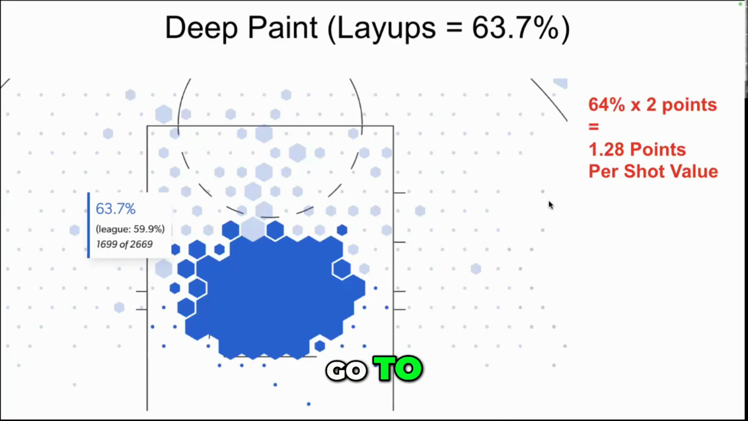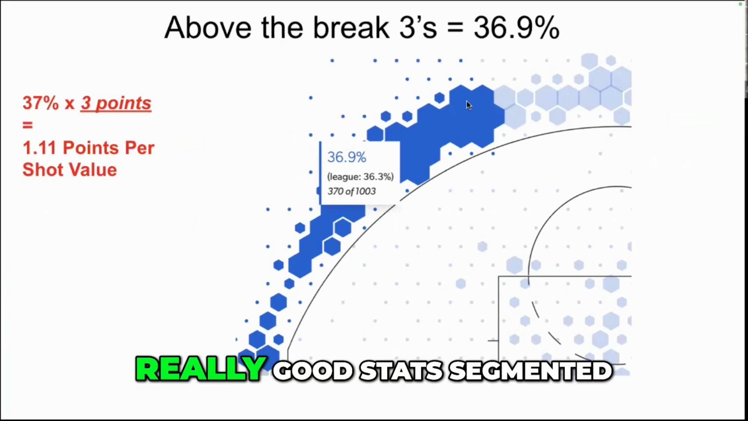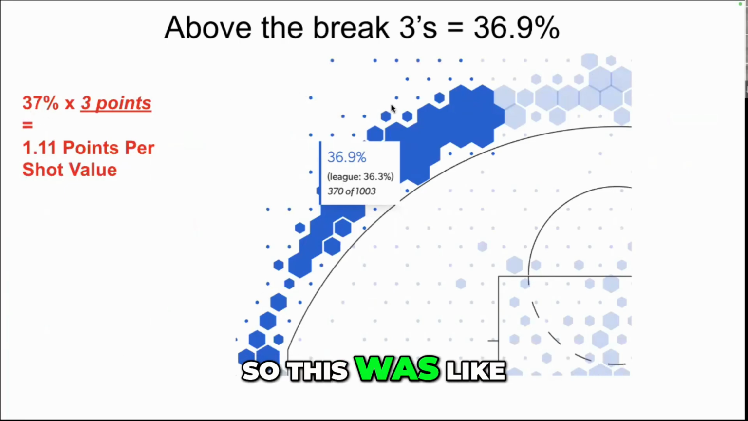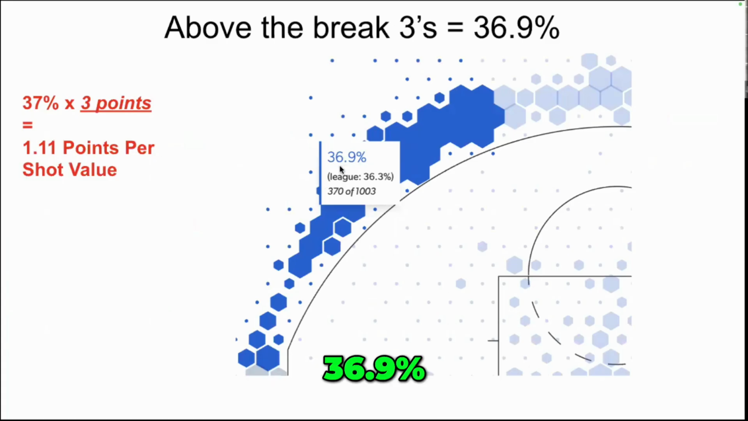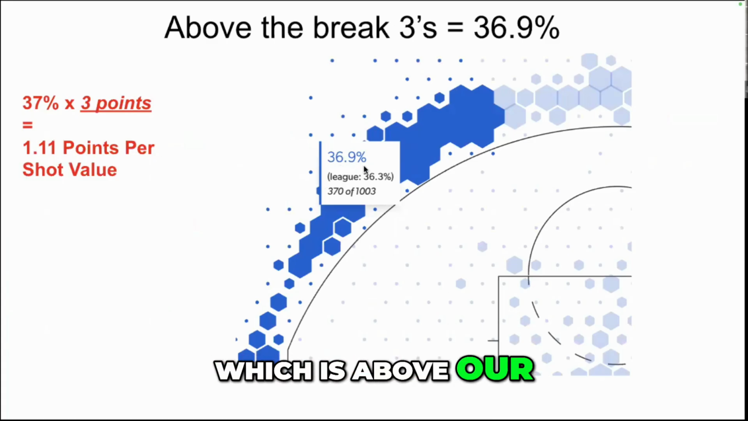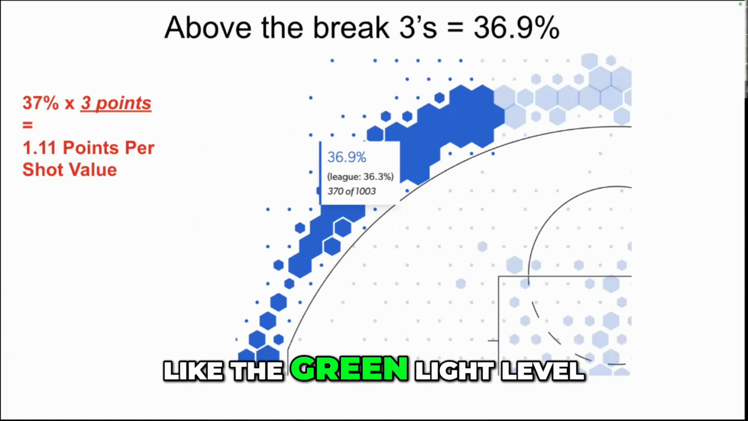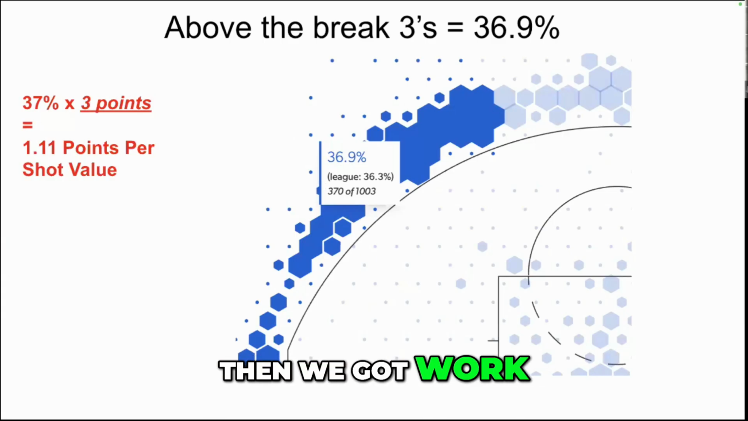And then if we go to our three pointers above the break. So the NBA has really good stats segmented by different spots around the arc, right? So this was like the best I could find, like an average of their normal threes, 36.9%, which is good, which is above our 33% mark, which I like to talk to players like the green light level. Like if you can hit over 33% in a game from three, then you got the thumbs up to keep shooting threes. If you're below that, then we got work to do.